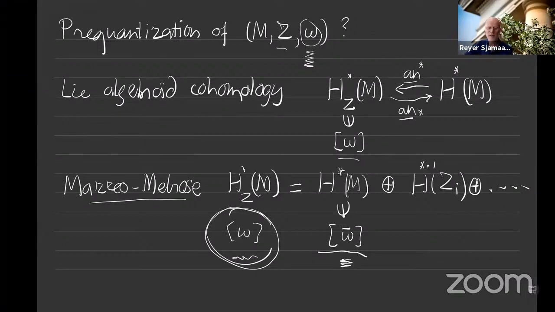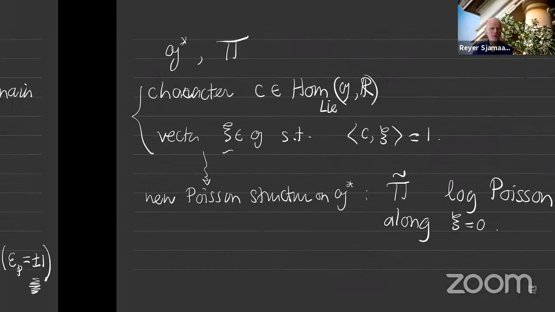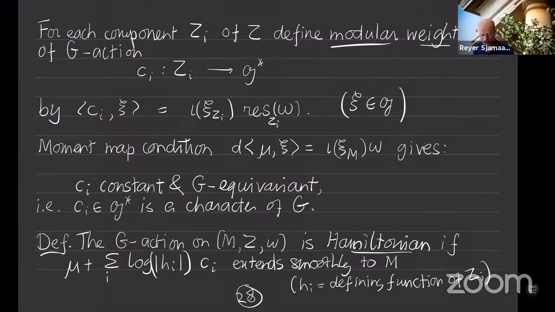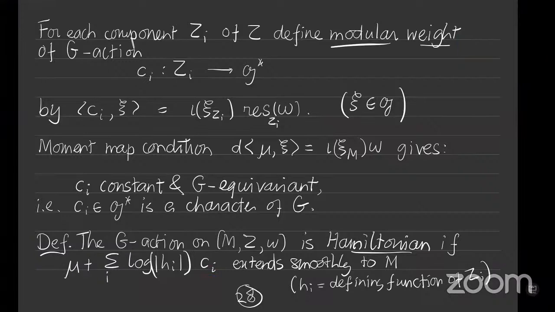You're right. So we had this moment map condition. Let me go back to the modular weights. These modular weights are characters of the Lie algebra. Of course, if the algebra is semi-simple, you don't have any. So in the semi-simple case, you're just requiring that your moment map should extend smoothly to M. So there are no logarithmic poles if G is semi-simple. What matters for these modular weights is what happens in the direction of the center of the group.